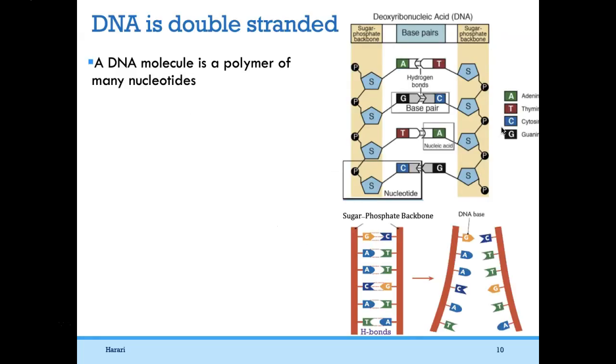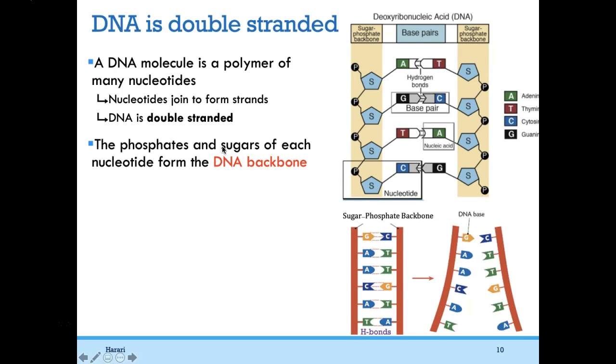So nucleotides are polymerized in a DNA double helix, meaning when you look at a DNA molecule, it's a bunch of nucleotides attached together. Right, so a DNA molecule is a polymer of many nucleotides. The nucleotides are the monomers. So we say that nucleotides join together to form strands. And DNA is always double-stranded. There are always 2 strands in a DNA molecule.